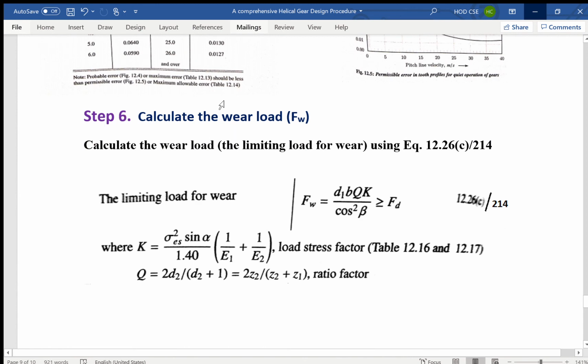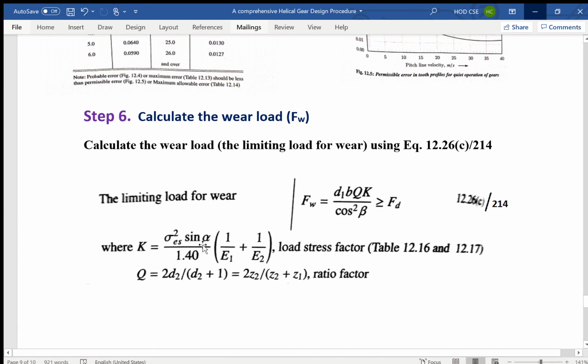Next, step 6. Calculate the wear load FW. Calculate the wear load or the limiting load for wear using equation 12.26 in page 214. This is the equation. The limiting load for wear FW is equal to D1 BQK by cos square beta, which must be greater than or equal to FD. For spur gears only D1 BQK is there, but for helical gears, we need to divide D1 BQK by cos square beta.